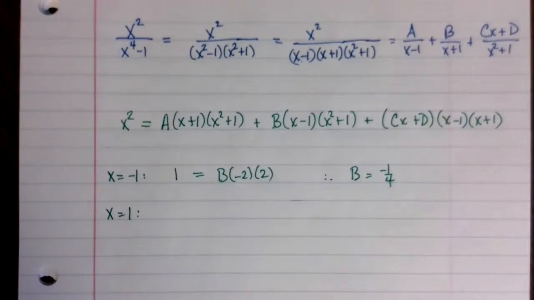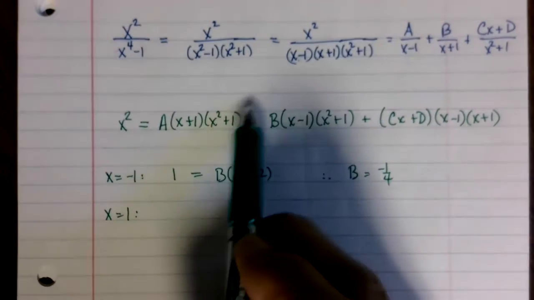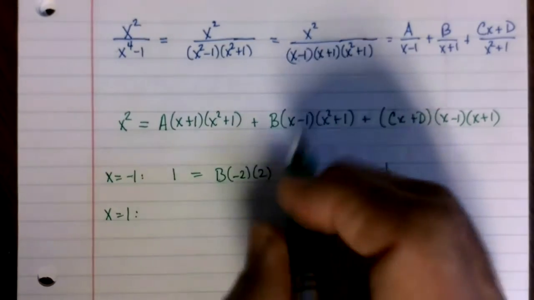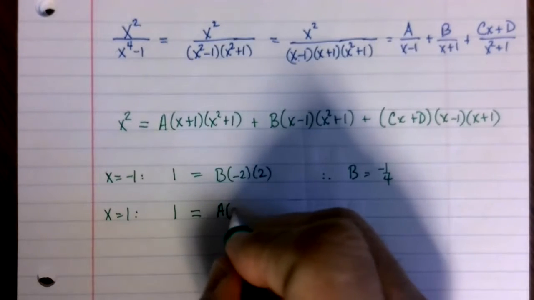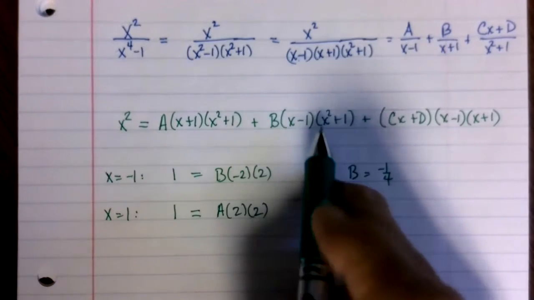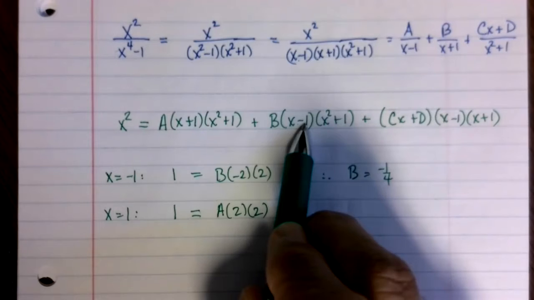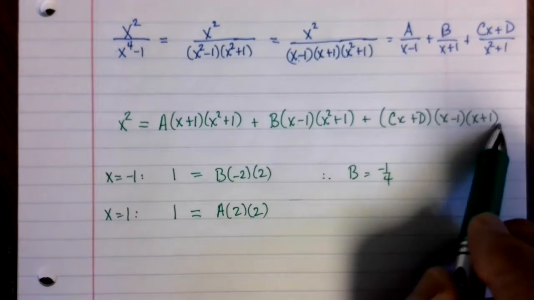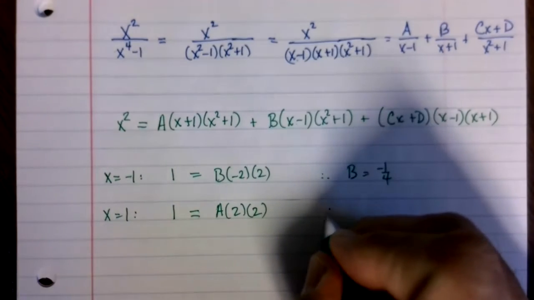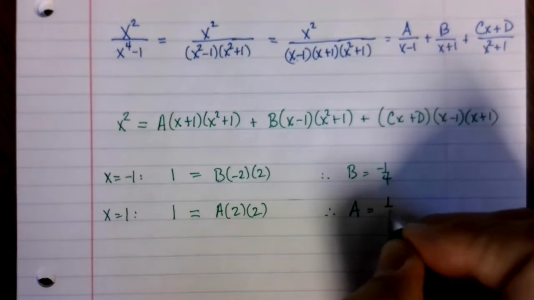Next, I can also plug in 1. That's another easy number to plug in. If I plug in 1, I get 1 equals, here I would have A times 2 times 2. If I plug 1 into this, I get 0, so that goes away. If I plug 1 into this, I get 0, and that goes away. And so I get A is equal to 1/4.